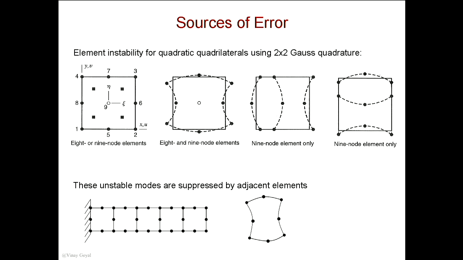The good news is that for second order elements, this behavior is usually suppressed when you have adjacent elements. So if I have these elements and another element here and another element here, this mode is suppressed by adjacent elements, and this may not be an issue. But just keep your eyes open for it.